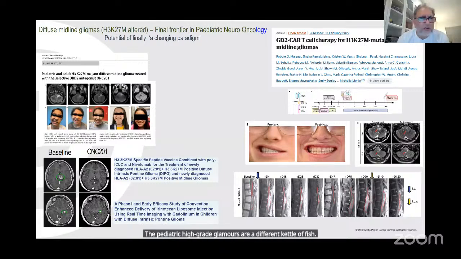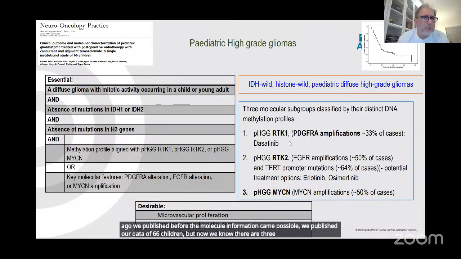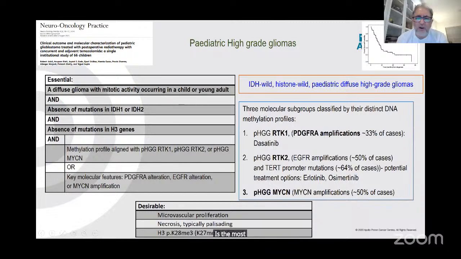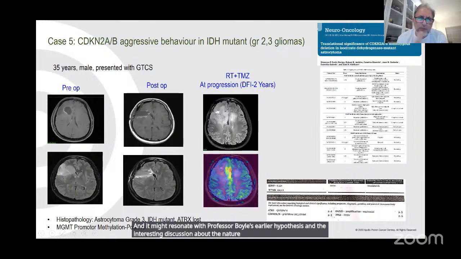Many years ago, before the molecular information became possible, we published our data of 66 children, but now we know there are 3 distinct subtypes. I don't want to bore you with details. The RTK1 is the platelet-derived growth factor, RTK2 is the EGFR, and MYCN is the most aggressive one, and they have the worst prognosis. But I do want to present one scenario which is not uncommon in your practice, and it might resonate with Professor Goyal's earlier hypothesis and the interesting discussion about the nature of the gray and white matter delineation and how the glioma cells infiltrate along the different parts of the brain.